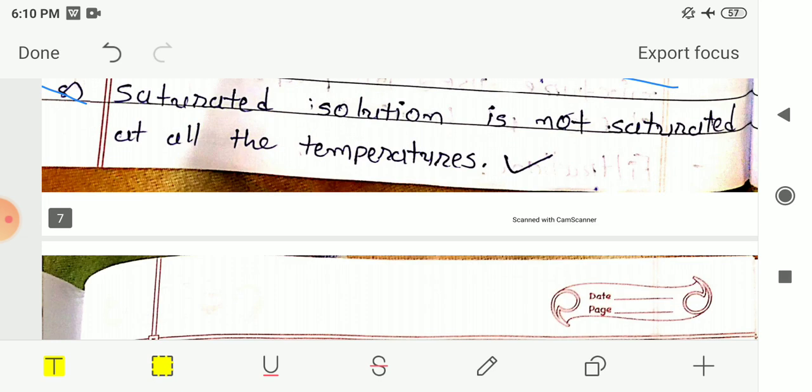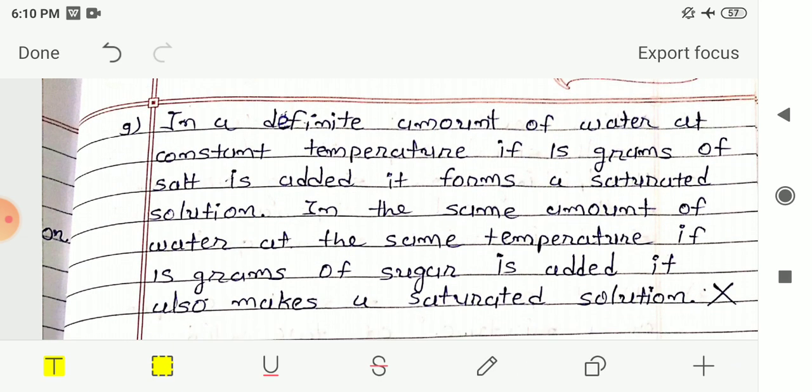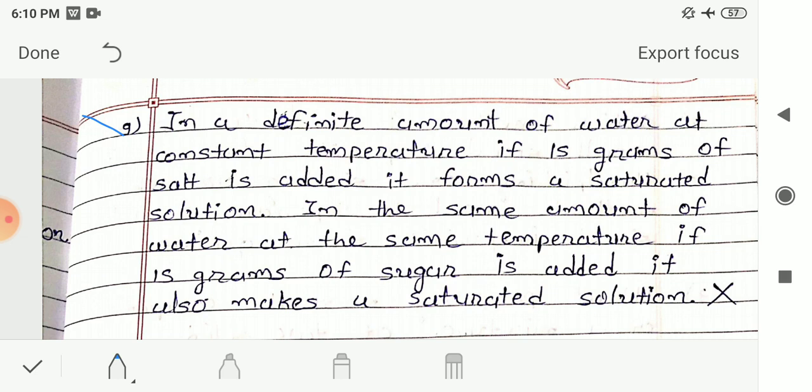Now next, 9th number, in a definite amount of water at constant temperature, if 15 grams of salt is added, it forms a saturated solution. And in the same amount of water at the same temperature, if 15 grams of sugar is added, it also makes a saturated solution. So here your answer is false.